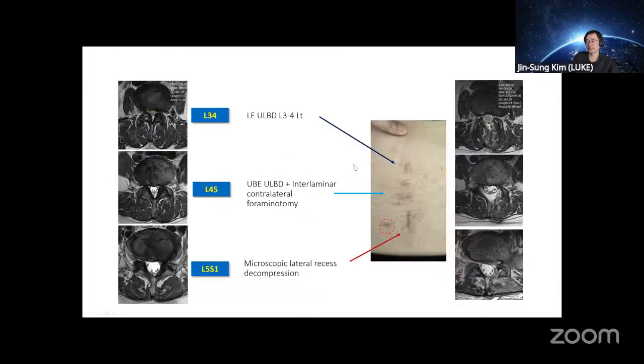I'm going to show the result. At 3-4, I did the full endoscopic over-the-top decompression. You can see the post-op MRI. At 4-5, I did the bipolar endoscopic ULBD and interlaminar contralateral foraminotomy. Through the same incisions, once I finished the over-the-top, my scope and instrumentation were able to reach the contralateral foramen, and taking out the bony spur was possible. L5-S1 was simple, just lateral recess decompression. I did it with the microscope tubular surgery in this manner.